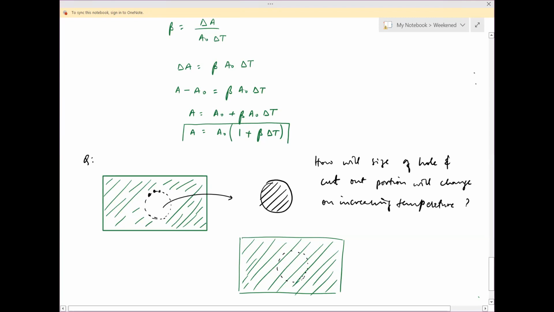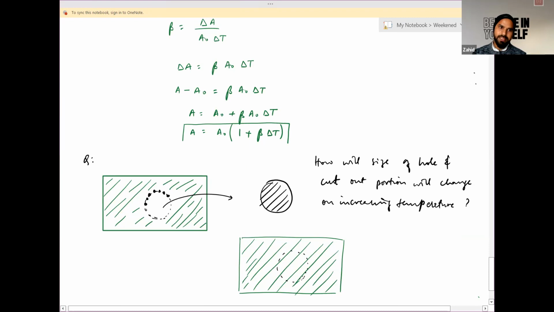You will say, since all particles are closely arranged at this particular point as being solid, there will be not enough space in between these particles to shrink further on increasing temperature. So on increasing temperature, separation of the particles will increase, and it may acquire this configuration. So you will say both the hole and its cutout portion will increase at the same rate on increasing temperature.